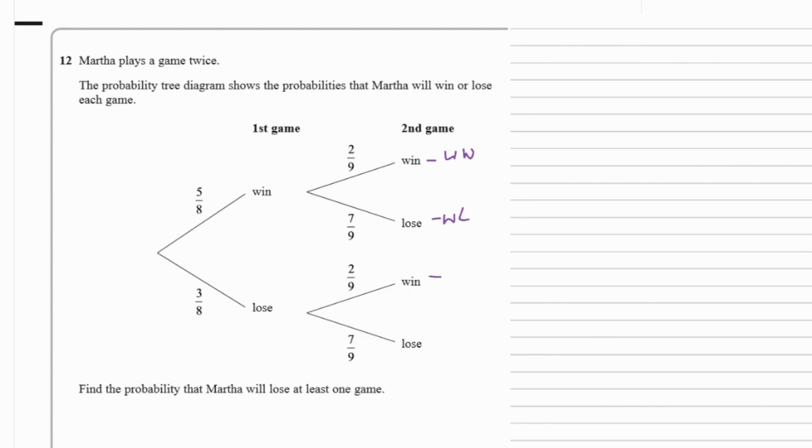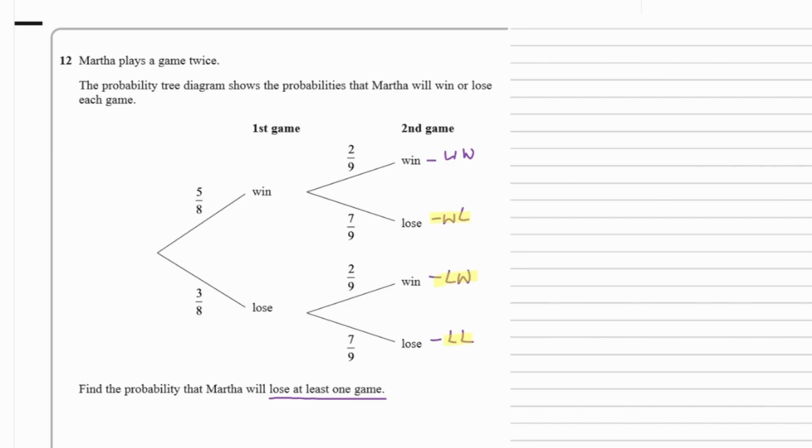The second one would be a win first, then a lose. The third one would be a loss and then a win. And the last one would be 2 losses. The question is asking us to find the probability that she will lose at least one game, which means we are looking at the probabilities in all these 3 branches. So there are 2 ways to do this question. The first way is that we could find all 3 probabilities and then add them up.